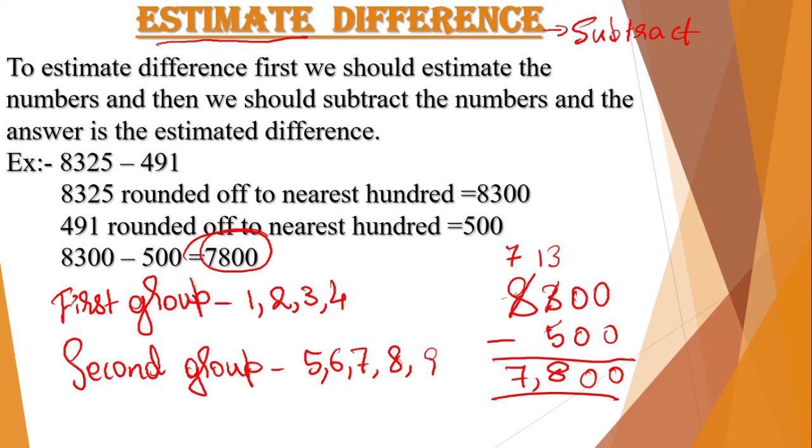Right. And let me tell you that 7800 is not the actual value, but the estimated value. So this was the estimated difference. In all the steps, we should first estimate, and we should check the operation and do that.